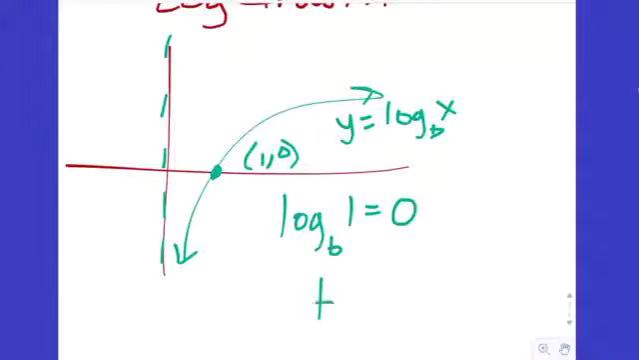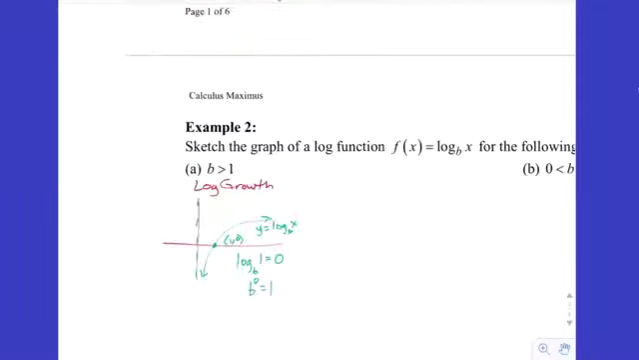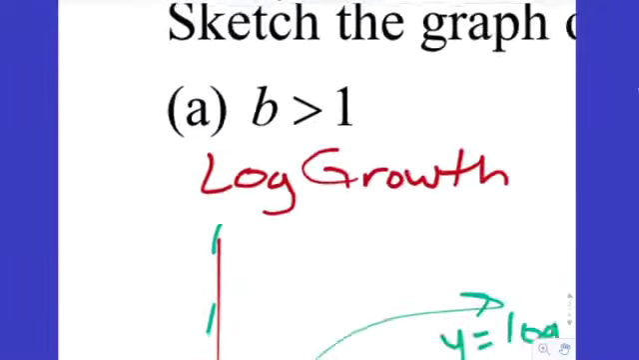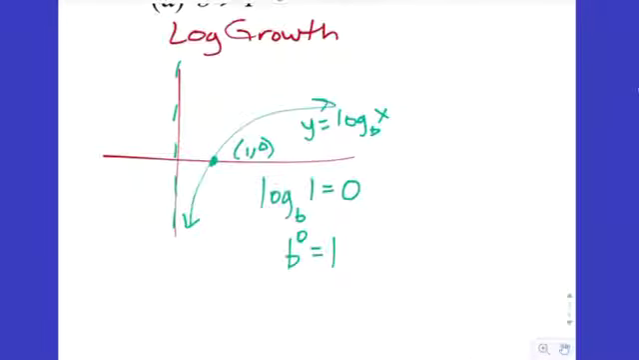And why is that true? Because if you convert it, b to the 0 power equals what? 1, as long as the base isn't 0. 0 to the 0 is indeterminate. We'll learn about that later. But we know the base can't be 0 because I said right here the base has to be bigger than 1. All right, so anything of that form, log base b of x where b is bigger than 1, is going to be logarithmic growth.